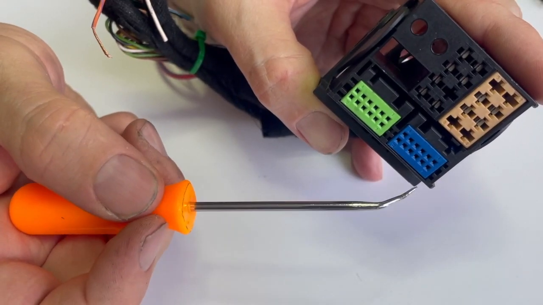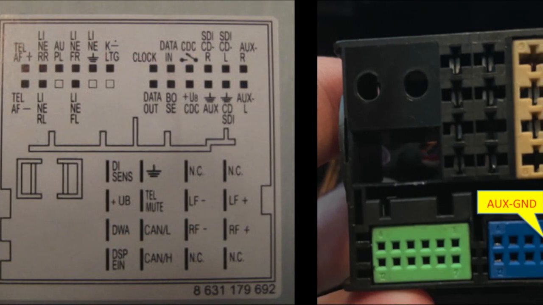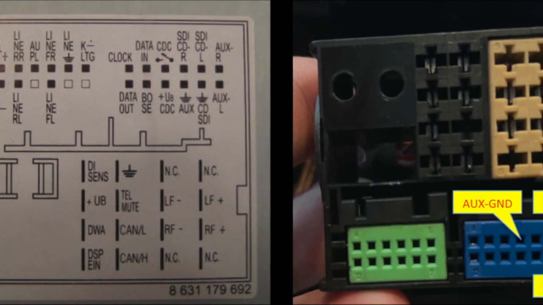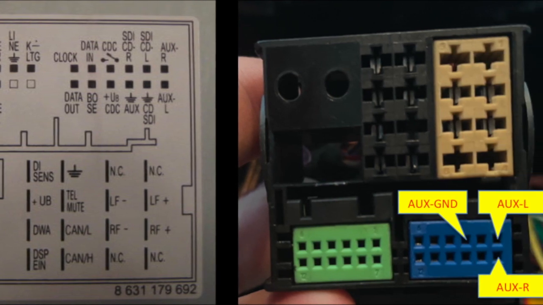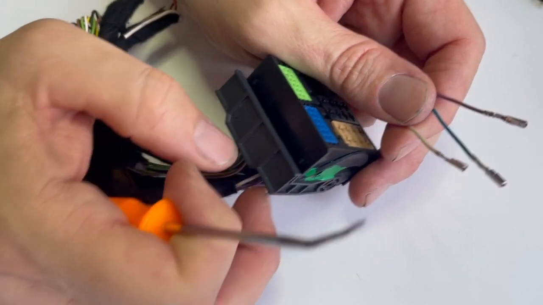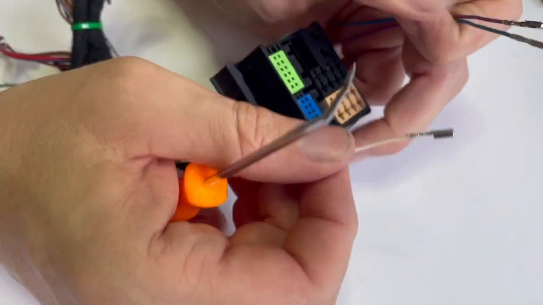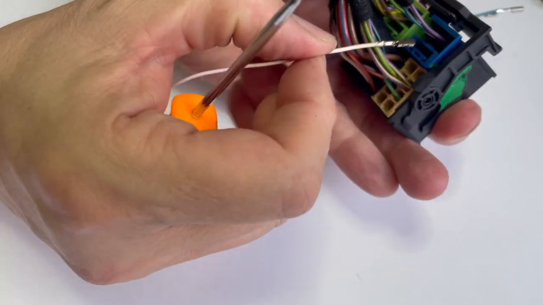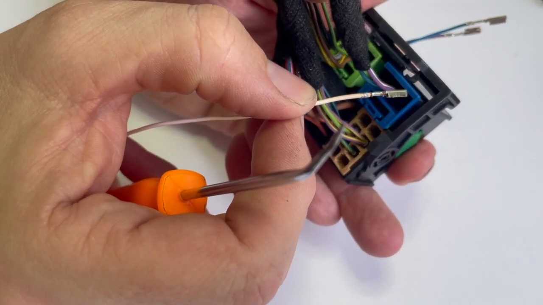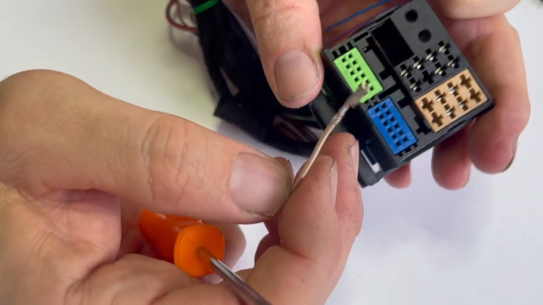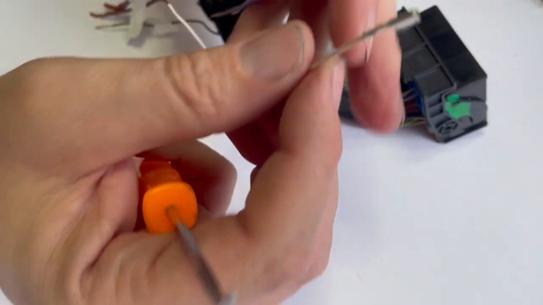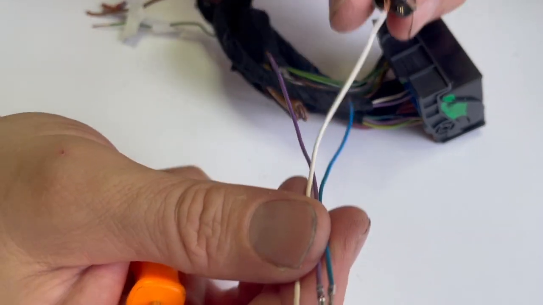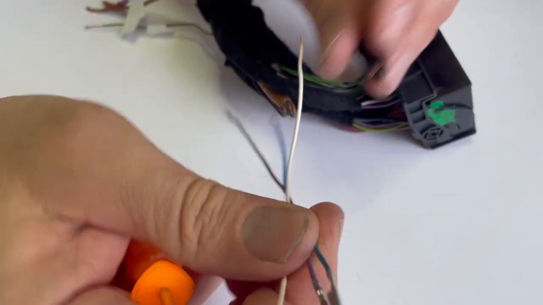Okay, so if you look at your pinout diagram, you'll see that this pin here is auxiliary left, this pin here is auxiliary right, and this pin here is auxiliary ground. So what you'll need to do is just to plug in these connectors into these empty ports here, and then you will have your auxiliary input completely wired up. So I'm gonna solder these three to this one and continue the process.